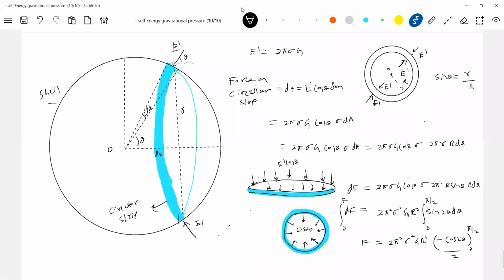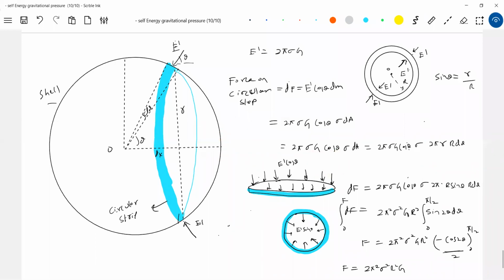2 will be there here. So this will become everything 2 pi square sigma square r square g. Is it the same answer? Check it, same answer. It's the same answer, no? So I suggest this method will help us a lot when we go for applications.